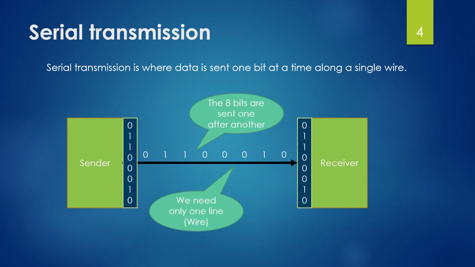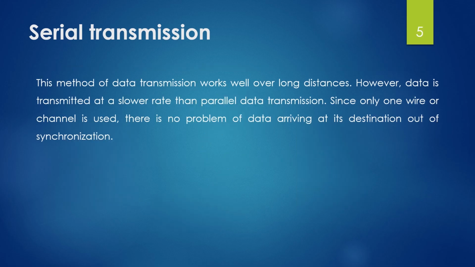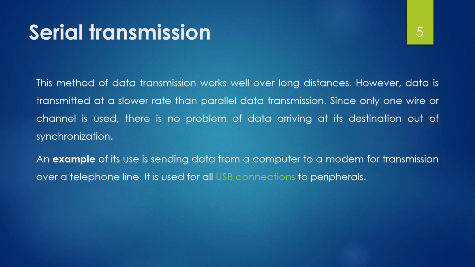So we need only one line, that is one wire, for serial transmission. This method of data transmission works well over long distances. However, data is transmitted at a slower rate than parallel data transmission. Since only one wire or channel is used, there is no problem of data arriving at its destination out of synchronization. An example of its use is sending data from a computer to a modem for transmission over a telephone line. It is also used for all USB connections to peripherals.